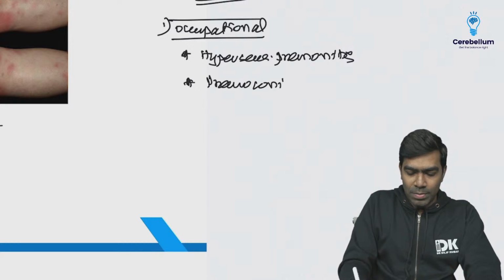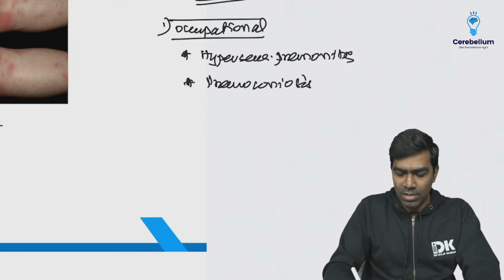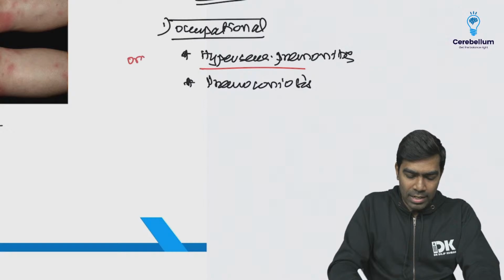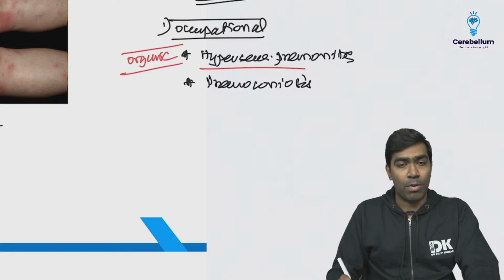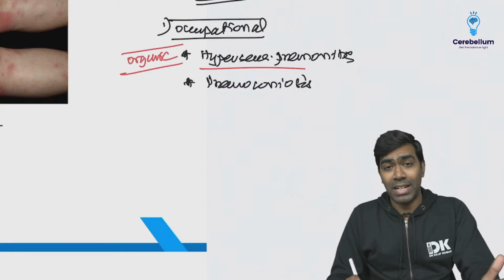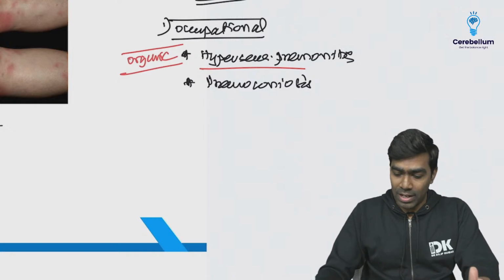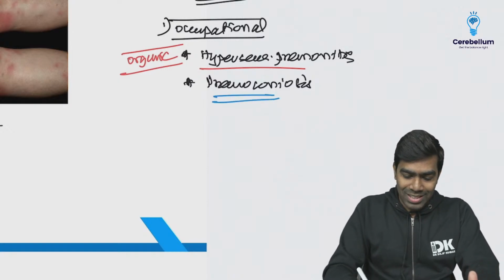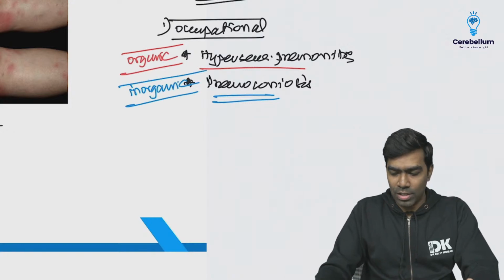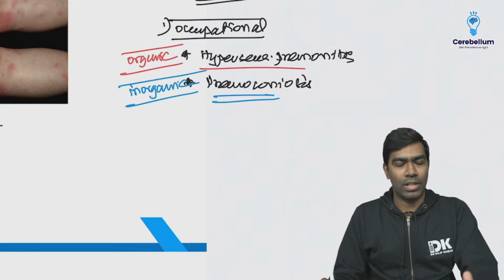So what are the differences between hypersensitivity pneumonitis and pneumoconiosis? Hypersensitivity pneumonitis is due to organic dust like sugarcane dust or probably the cotton industry. So it is organic dust. Whereas pneumoconiosis is due to inorganic dust like asbestos, silica. It is due to inorganic dust. That is pneumoconiosis.